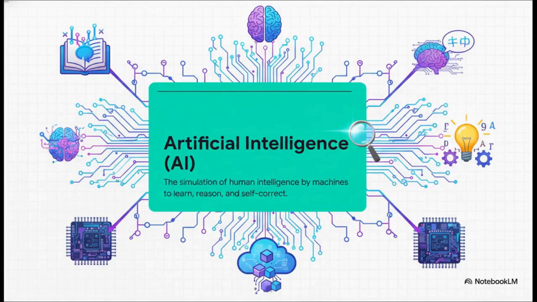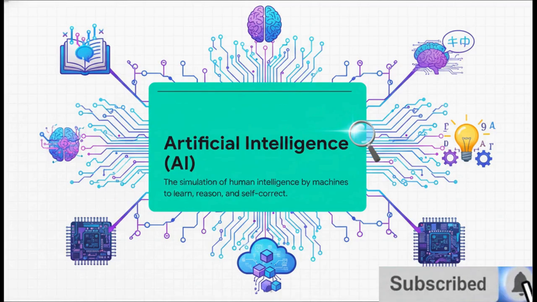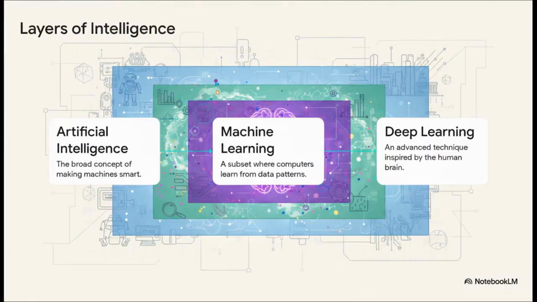To put it very simply, AI is just about making machines smart. It's the science of creating computer systems that can do things that normally require human intelligence, like learning from experience, understanding language, and solving problems. Now, you should know that AI is a very broad field. Inside AI, you have a technique called machine learning, which is all about teaching computers to find patterns in data. And then, even deeper inside that, you have something called deep learning, which is a very advanced technique inspired by our own human brain. So think of it like nested boxes, one inside the other.